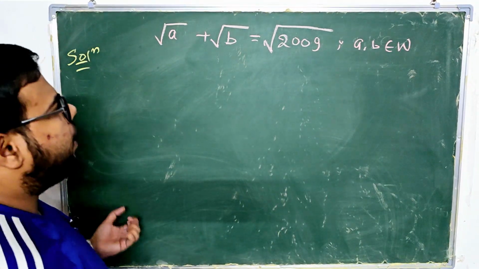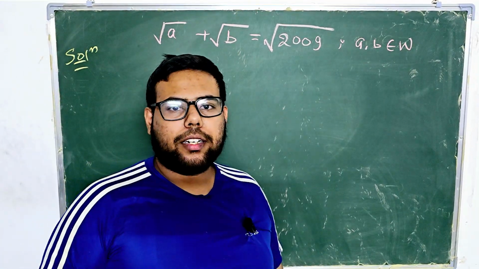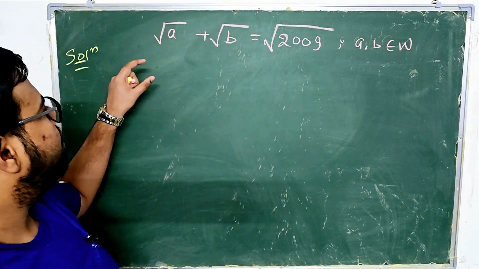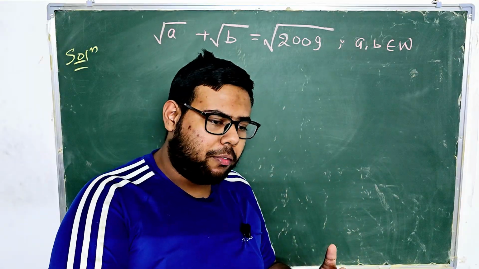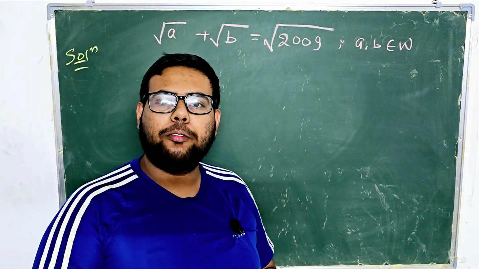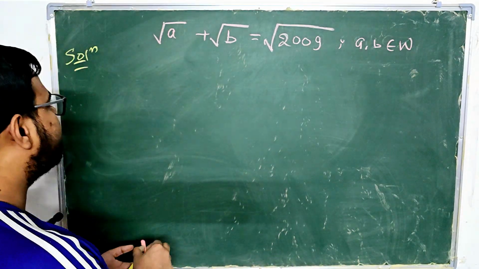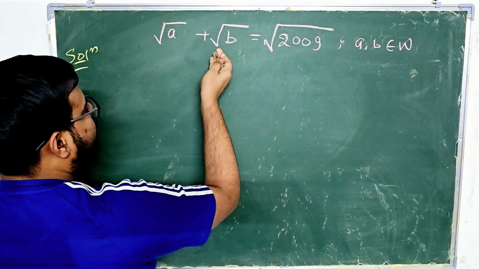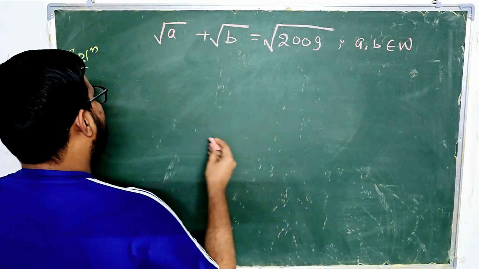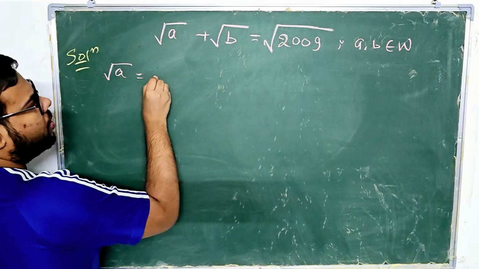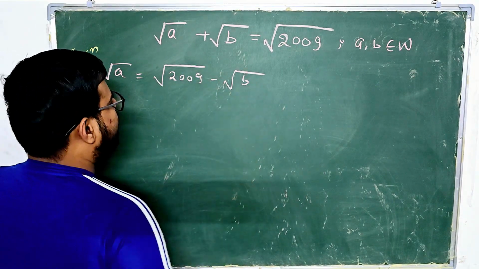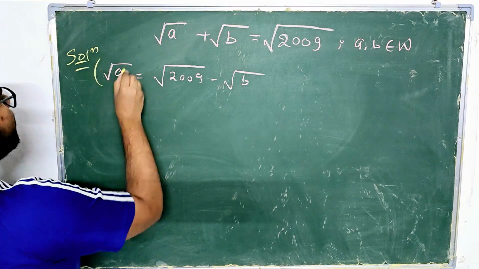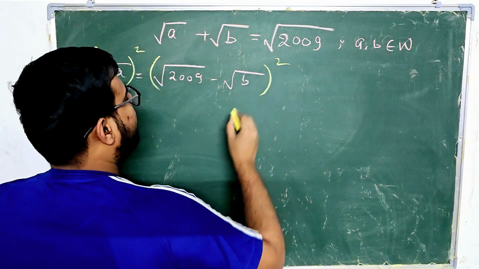In these kinds of problems we find a relationship that tells what the possible form of a can be and what the possible form of b can be. Let me explain. So let's bring square root of b to the RHS. You will get square root of a is square root of 2009 minus square root of b. Now just square both sides. Let's see what you will get.